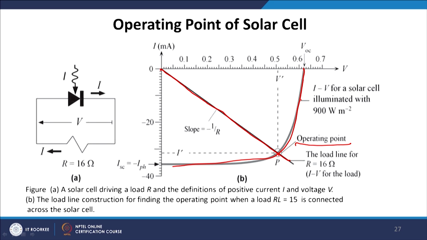Here we have said that this curve is the IV curve for a solar cell illuminated with 900 watt per meter square, and the straight line is the load line for R equal to 16 ohm, where the intersection gives the operating point of the device.